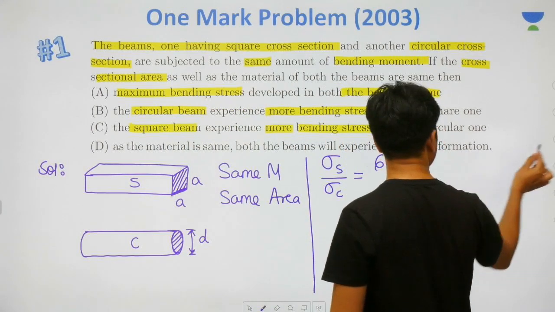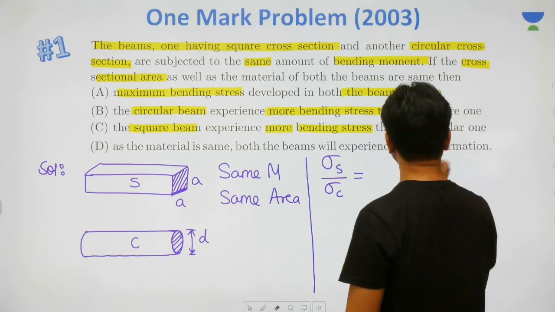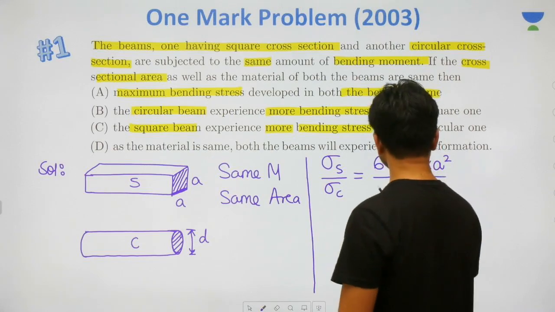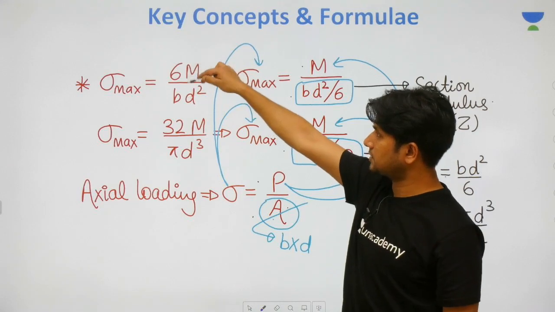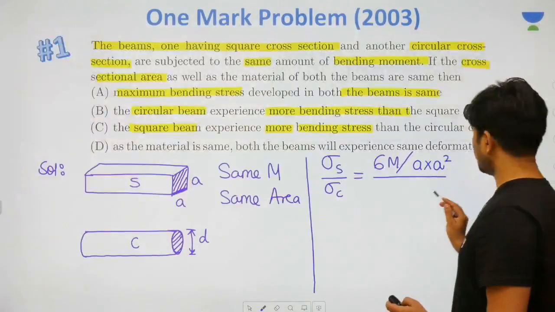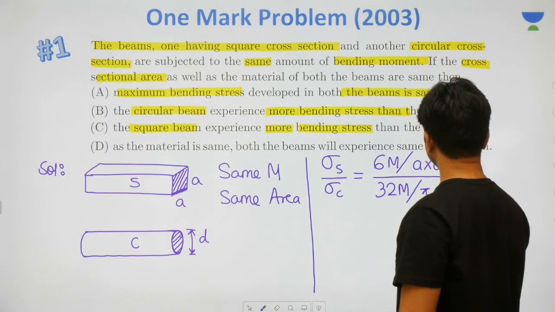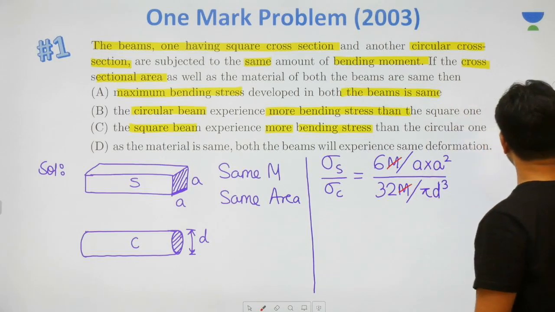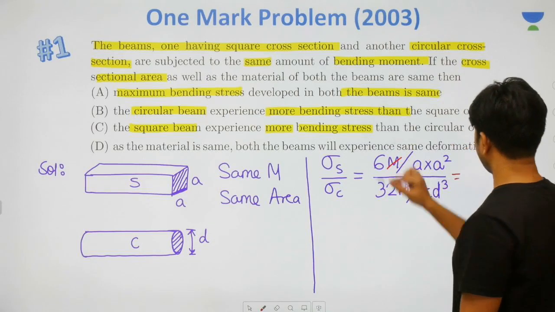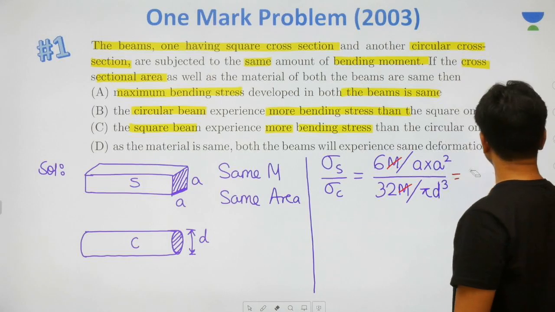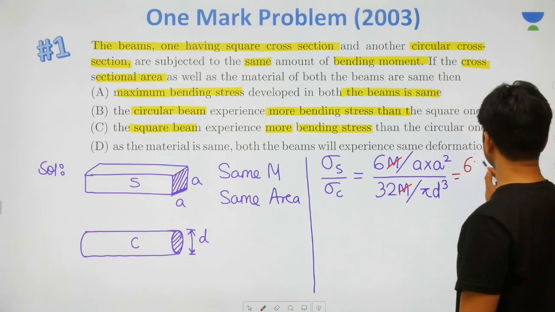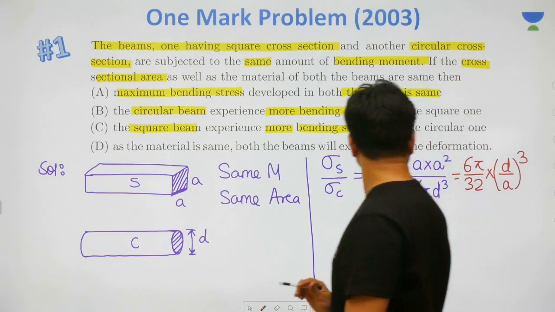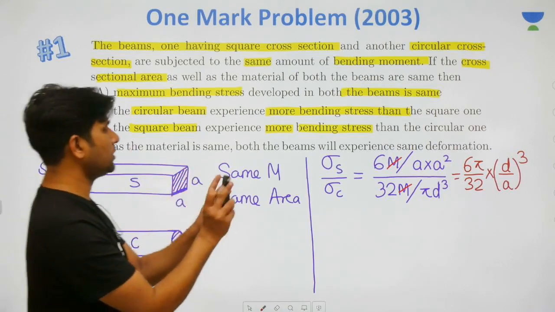A square beam is going to have 6M by BD square, and for the circular beam, just now I told you the maximum bending stress formulas, 32M by pi d cube. Now M and M are going to get cancelled, and if you simplify this further, pi will go to the numerator, so you'll get 6 pi divided by 32, and then d by a whole cube. Now how do you get this d by a ratio?